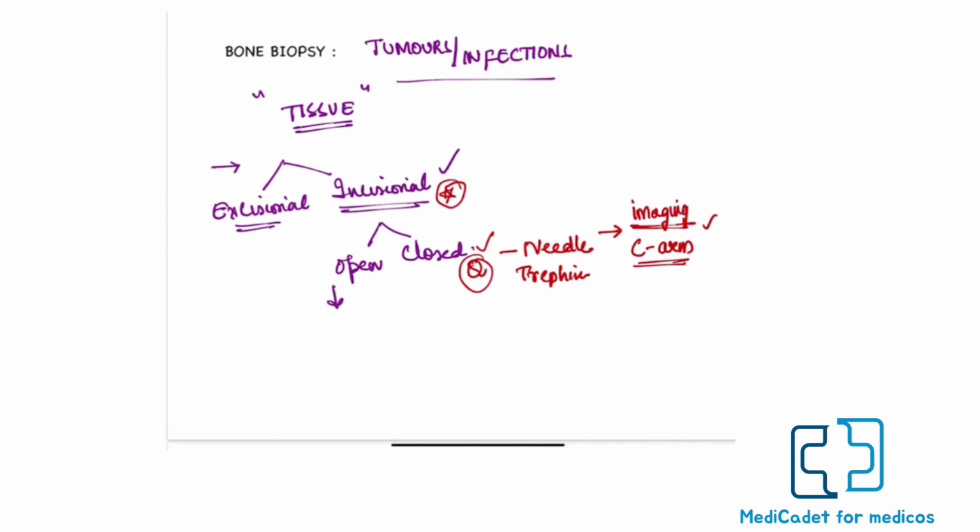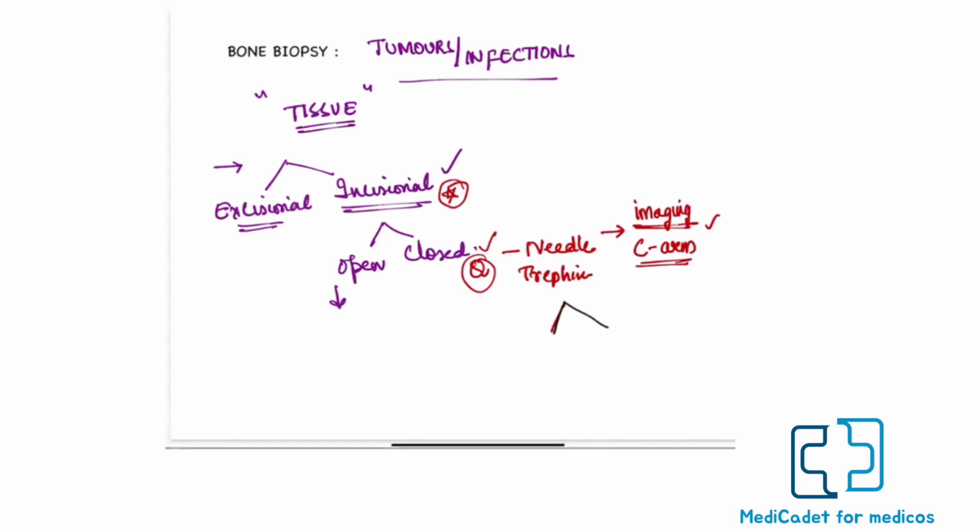So we take the help of the imaging and we go to that lesion, and we take a small piece of the tissue, and this tissue has to be sent for your histopathological examination. So when you have a doubt whether this is a tumor or infection, then you have to send it for culture, and then you have to send it for histopathological examination. So this is where you ultimately come to a final diagnosis, and this is the gold standard diagnosis in case of tumor or infection, right?